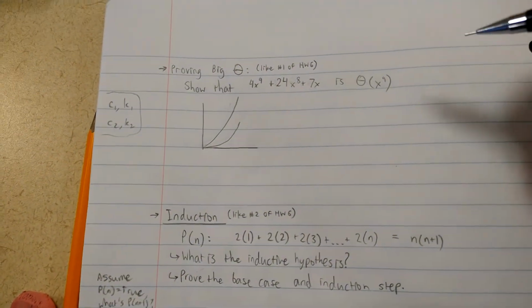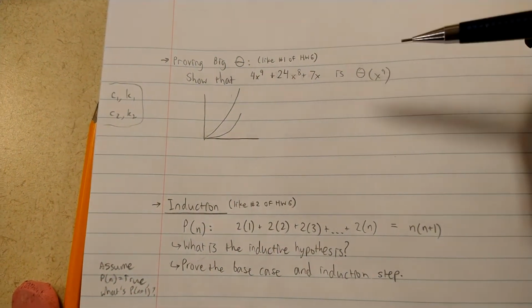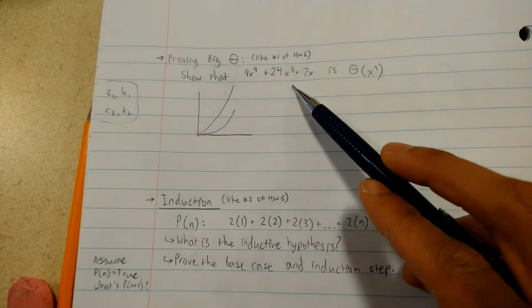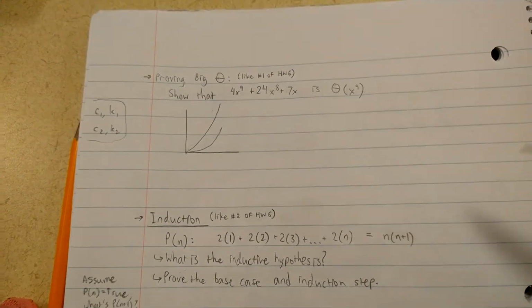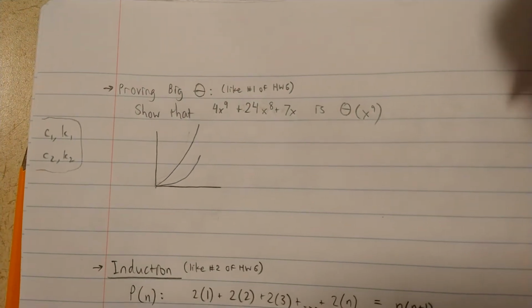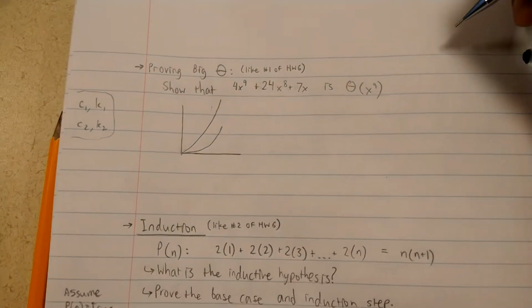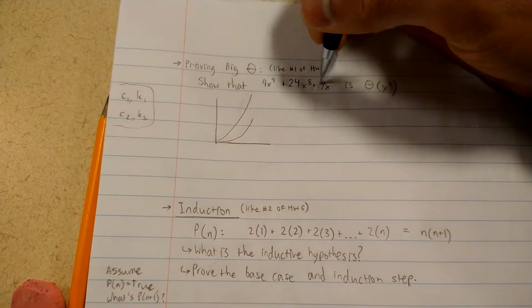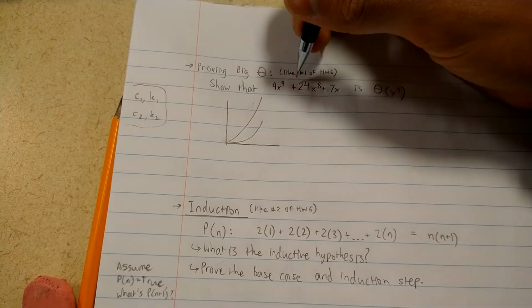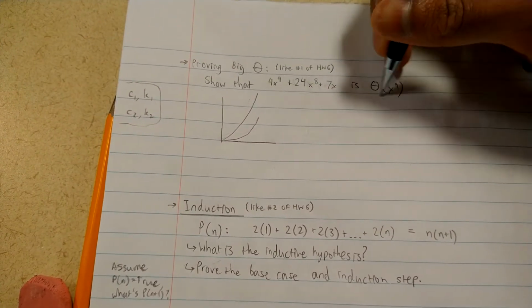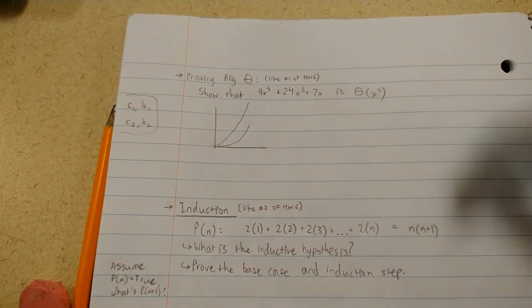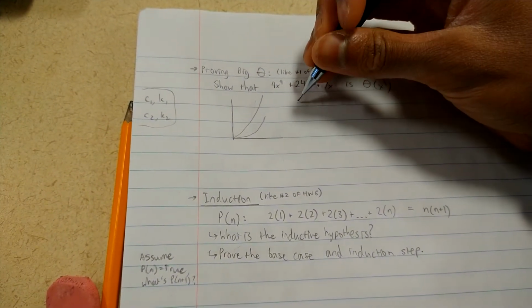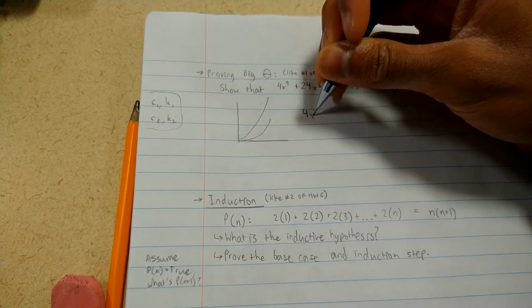First one is a problem I made up of big theta. Show that for this thing, this is big theta of this. The way you'd prove that is you have to prove that this is a big O of this, and also that this is a big omega of this. So let's do that. First step, big O.